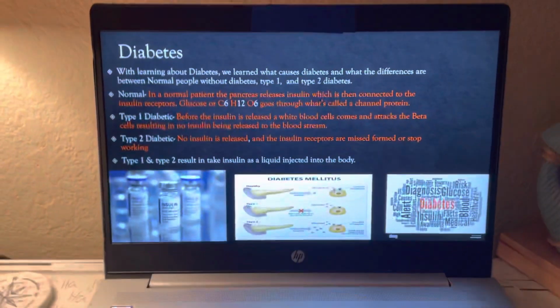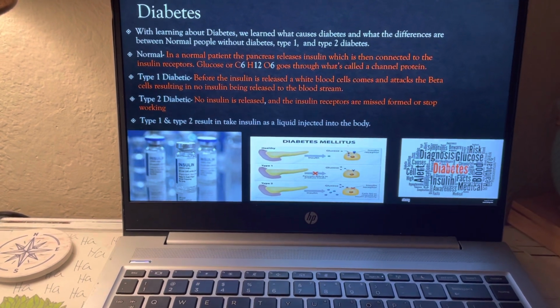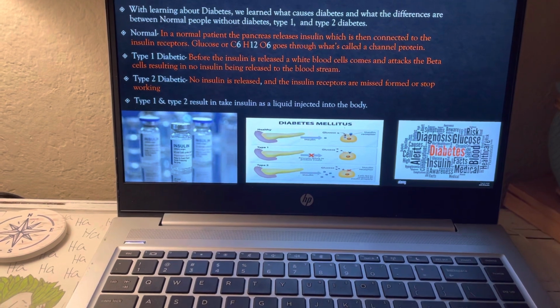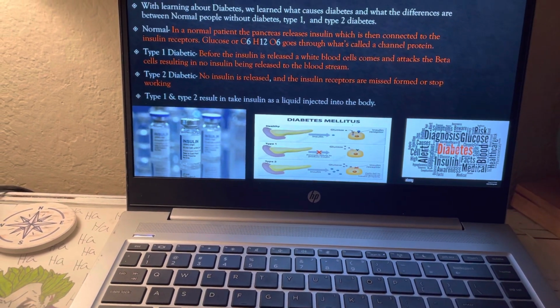Next, we did diabetes. With learning about diabetes, we learned what causes diabetes and what the differences are between normal people, people with type 1 diabetes, and type 2 diabetes.